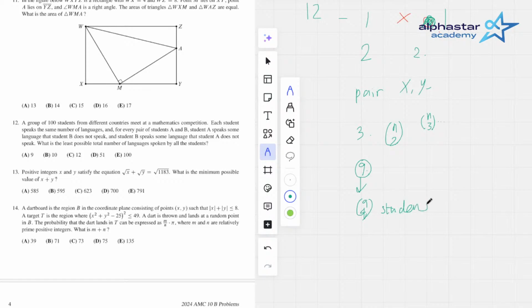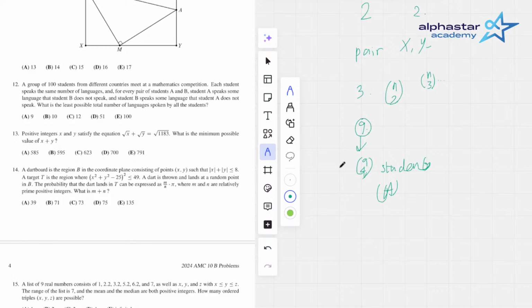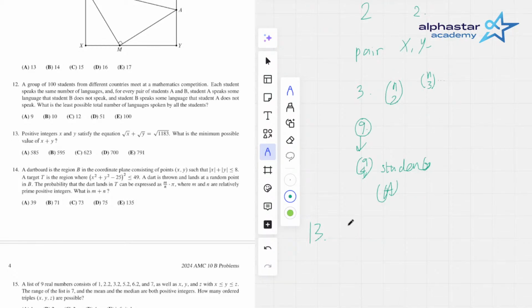I think the answer is just A. Because if we have 9 languages and each student speaks 4 languages, then we are guaranteed at least 126 possible students, such that this is satisfied for every pair of students. Basically, the smallest n such that there exists a k where n choose k is greater than or equal to 100, and that happens at 9. So the answer is A.